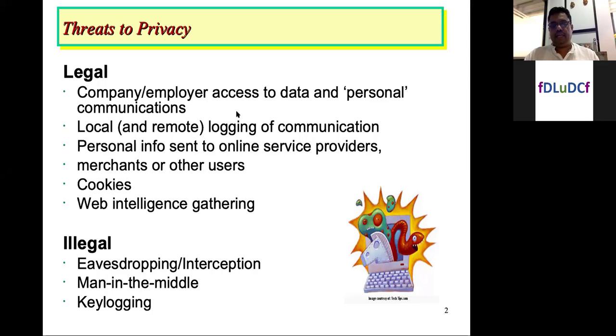On the other hand, there are illegal threats. That means someone may intercept a connection, someone may put in a keylogger, someone may execute a man-in-the-middle attack, and may collect our personal information. That is also a threat to privacy. As I understand it, the most common kind of threat to privacy right now is legal threats. We personally give unwanted information to cyberspace without thinking. So compared to illegal threats, legal threats are actually much larger.